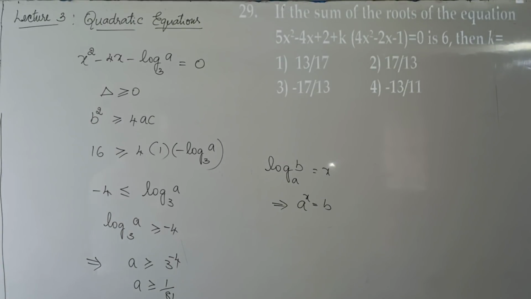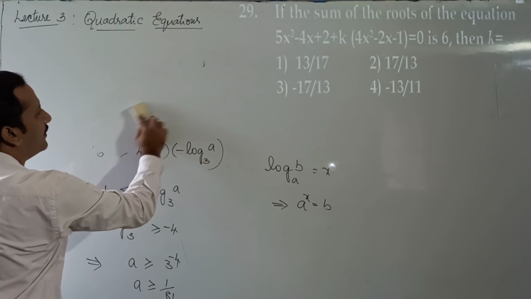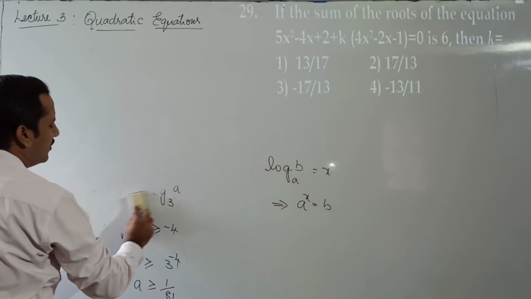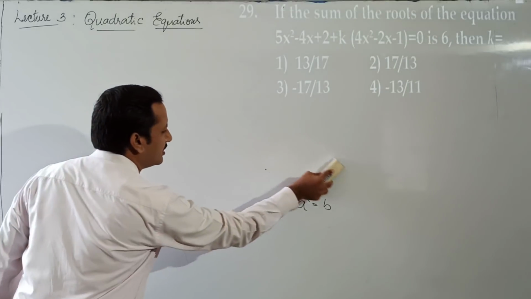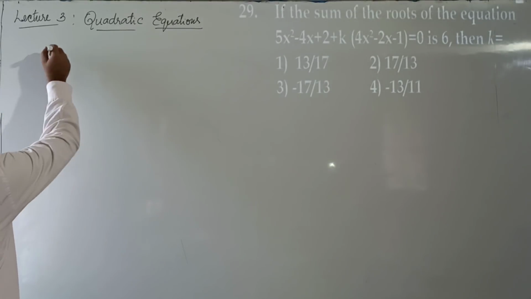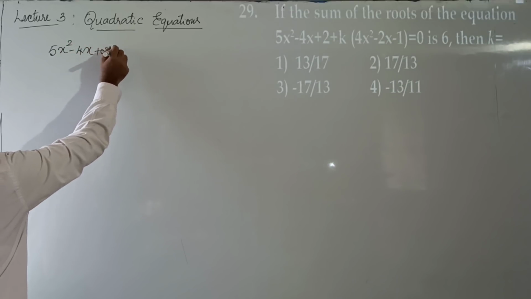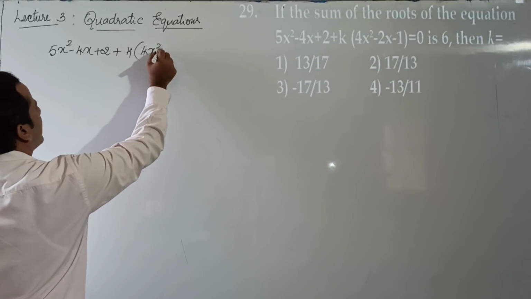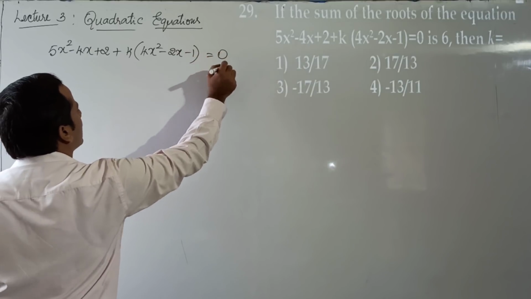Okay. Let's have a look at this question now. If the sum of the roots of this equation is 6, then what is the value of k? Sum of the roots of this equation. Okay. So let me write that equation. 5x square minus 4x plus 2 plus k into 4x square minus 2x minus 1 is equal to 0.